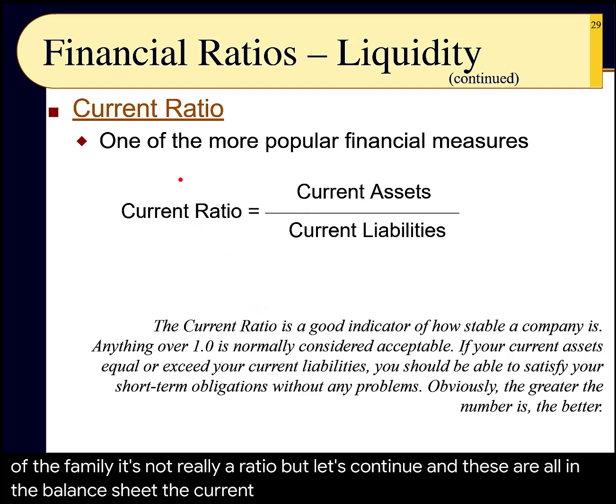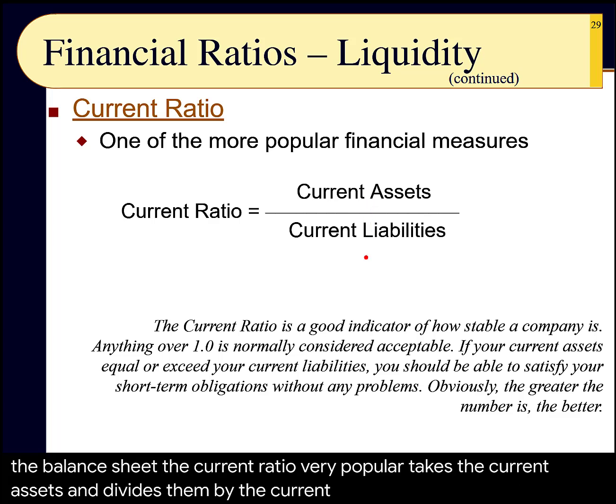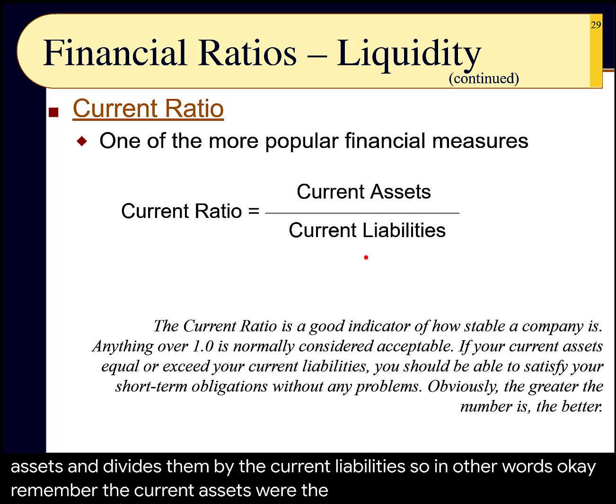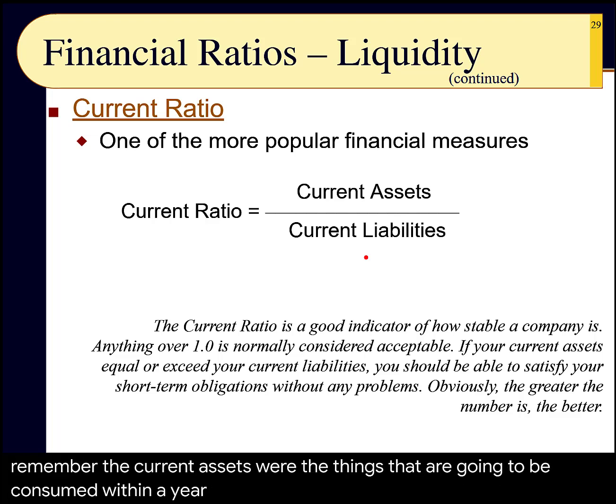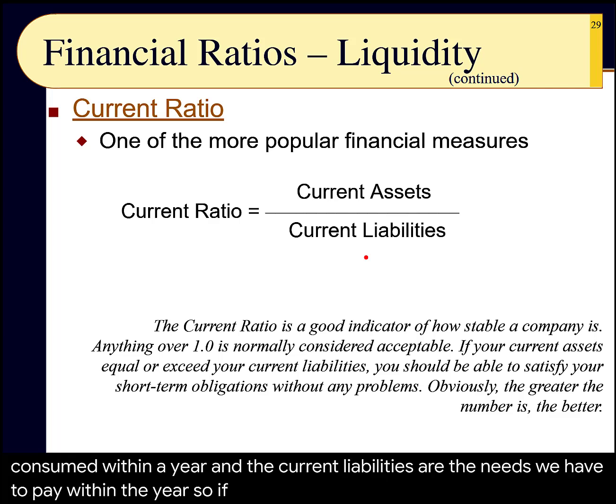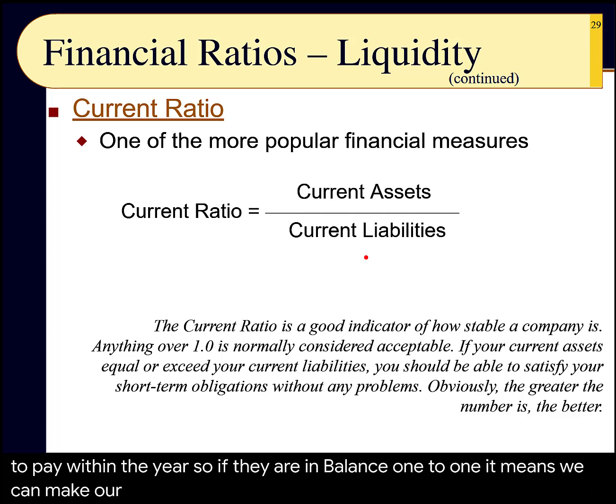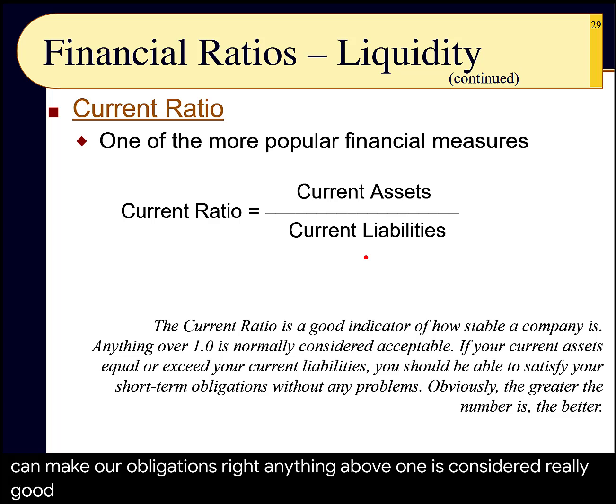The current ratio, very popular, takes the current assets and divides them by the current liabilities. Remember, the current assets are the things that are going to be consumed within a year, and the current liabilities are the things we have to pay within the year. So if they are in balance, 1-to-1, it means we can make our obligations, right? Anything above 1 is considered really good. Anything below 1, well, maybe we're getting in trouble here.